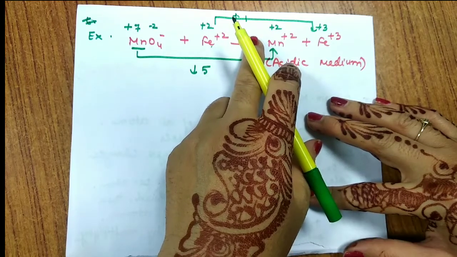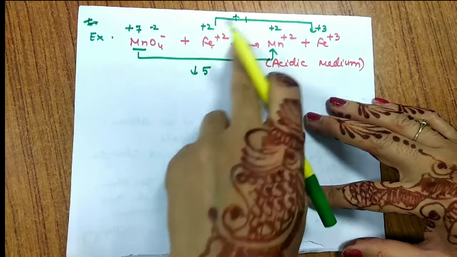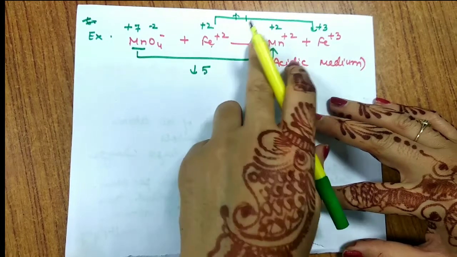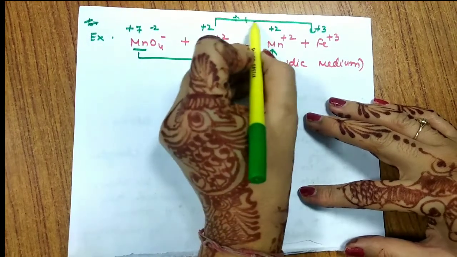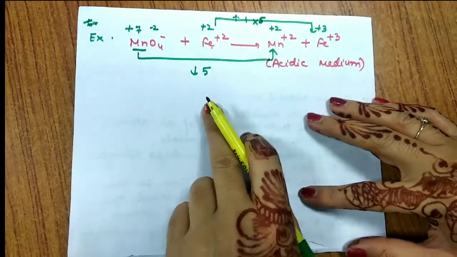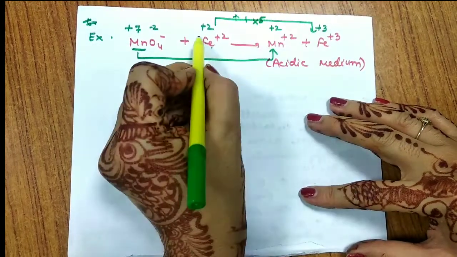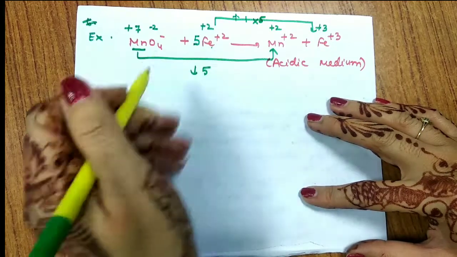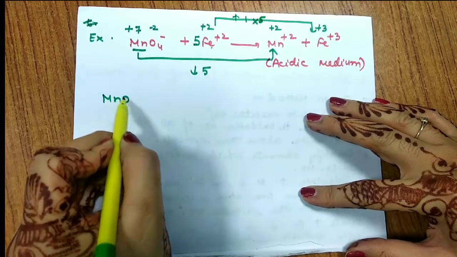Now what is the next step? The next step says we need to equate these two. To equate this, I need to multiply this 1 by 5 so that the decrease and increase will both be 5. So how to multiply here? We need to multiply it by writing this. Let me write this equation again.